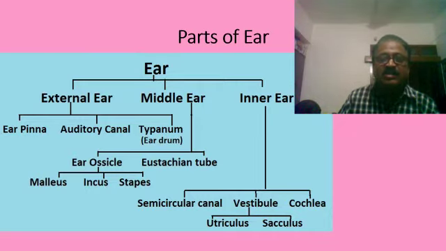Inner ear has three different parts. They are semicircular canals, vestibule, and cochlea. And vestibule has two regions. They are utriculus and sacculus. This is what we are going to discuss in this topic, each one in detail.